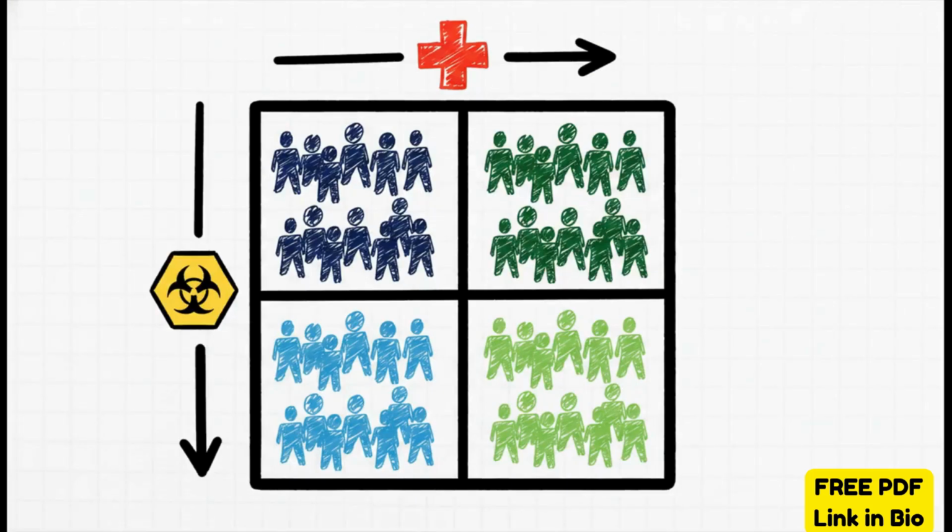You really need to lock this mental image in right now. The 2x2 table reads left to right for the outcome and top to bottom for the exposure. The letters A, B, C, and D represent very specific groups of people. Don't ever change their positions, because absolutely everything else we do today builds upon this exact layout.